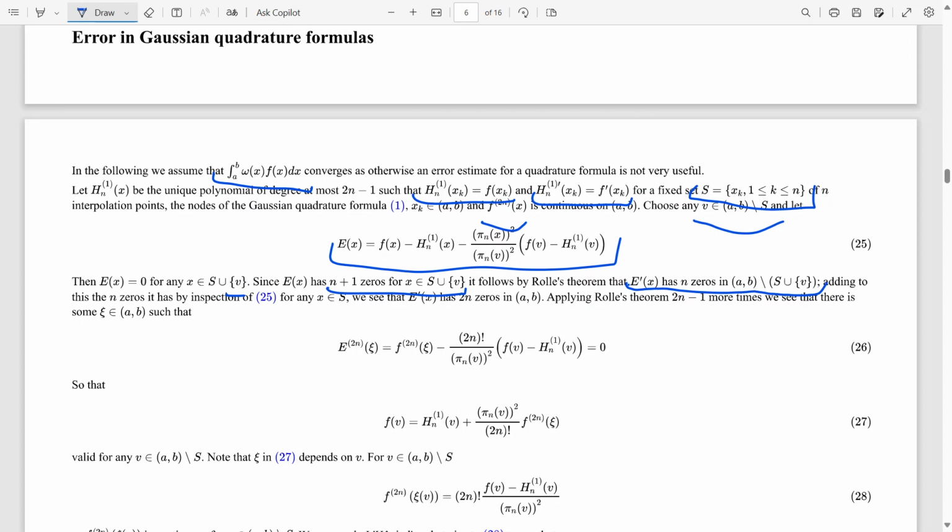Also, e prime of x is 0 by inspection for x in S, so that's n more zeros. So e prime of x is 0 n times in the open interval from a to b.